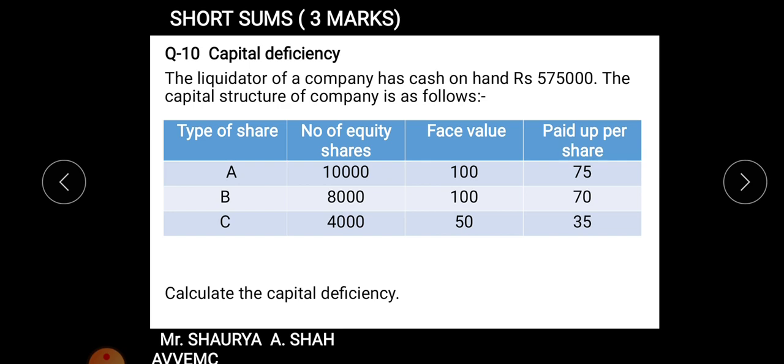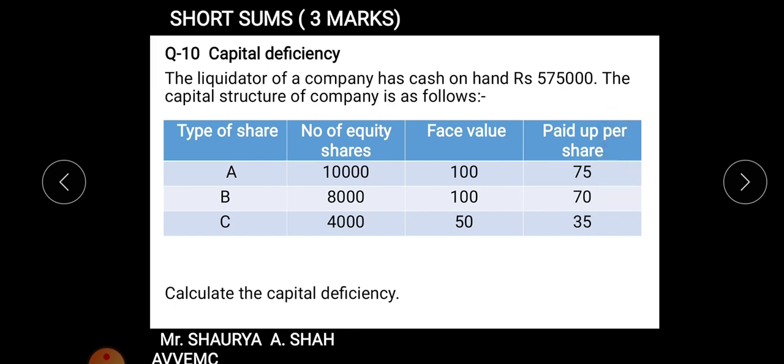The very first thing, whatever is given is based upon your last sum, that is your VNSU 2019 capital deficiency sum, which we solved. Long sum. The liquidator of a company has cash on hand of rupees 5,75,000. The capital structure of the company is as follows. So what has been given, students? The types of shares are given as A, B, C, taken out from your long sum. The number of equity shares you can see is 10,000, 8,000 and 4,000. The face value is given as 100, 150. Paid up share value, I am concerned with this value and the number of shares. This will give me the total amount which is to be paid.